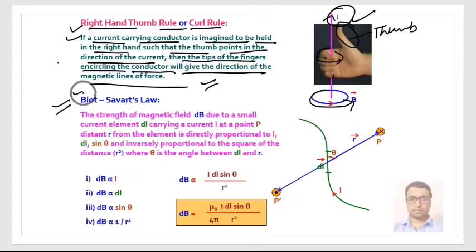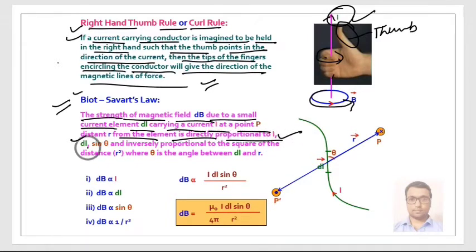Then we have Biot-Savart law. The strength of magnetic field dB due to a small current carrying element dl carrying some current I at a point P distant r from the element is directly proportional to I dl and sine theta, and inversely proportional to the square of the distance, r square, where theta is the angle between dl and r.